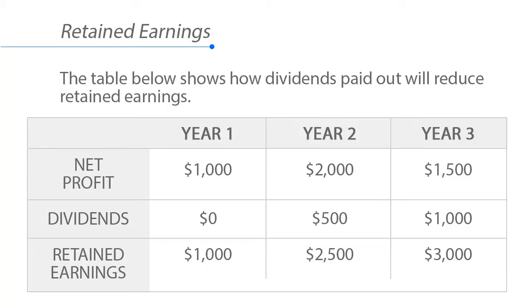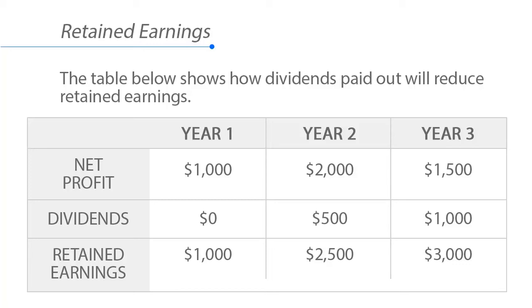In year one, the business generates $1,000 in net profit and paid out no dividends. It did not share this profit with shareholders. So the retained earnings stays at $1,000. In year two, the business generated $2,000 in profit, but paid out $500 of that profit as dividends to shareholders. So we take the $1,000 from the previous year, add it to the $2,000 of year two for a total of $3,000, subtract the $500 that was paid out, which leaves us with $2,500 in retained earnings.